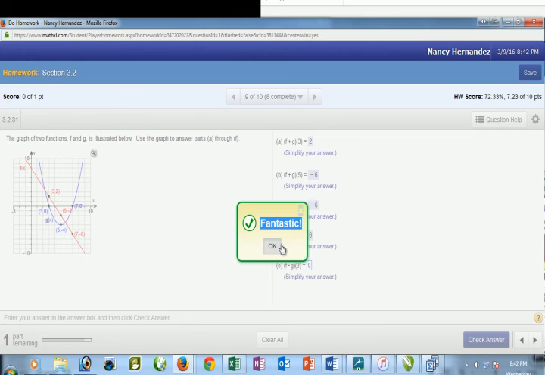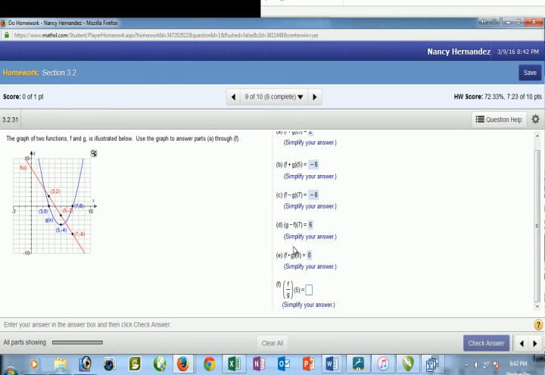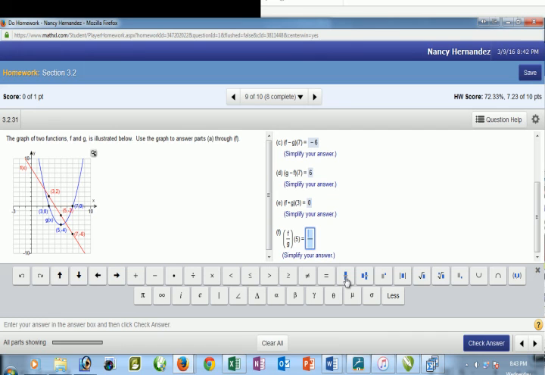Gotta think them through. Oh, F divided by G. So what is F of 5? Negative 2. What is G of 5? Negative 4. Sorry, F of 5 is negative 2, G of 5 is negative 4. That should be 1/2.